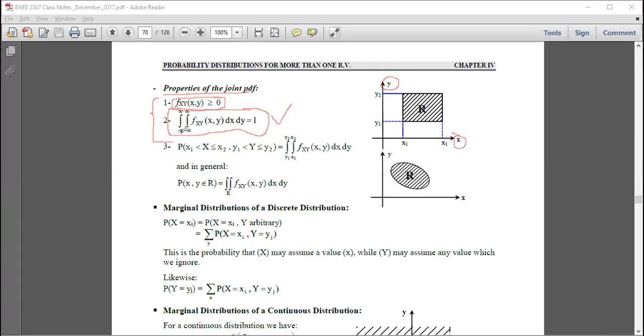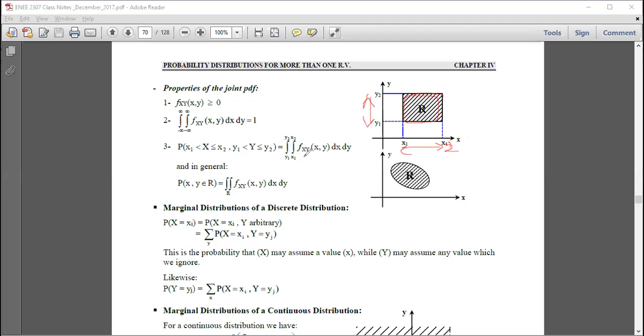So remember, the word joint is used when you have more than one random variable. When you say marginal, you are just describing a single random variable. Now, if you are looking at a confined interval, let's say you are looking for the probability of the outcomes to fall between x1 and x2, and to be confined between y1 and y2, this is the area you are looking for.